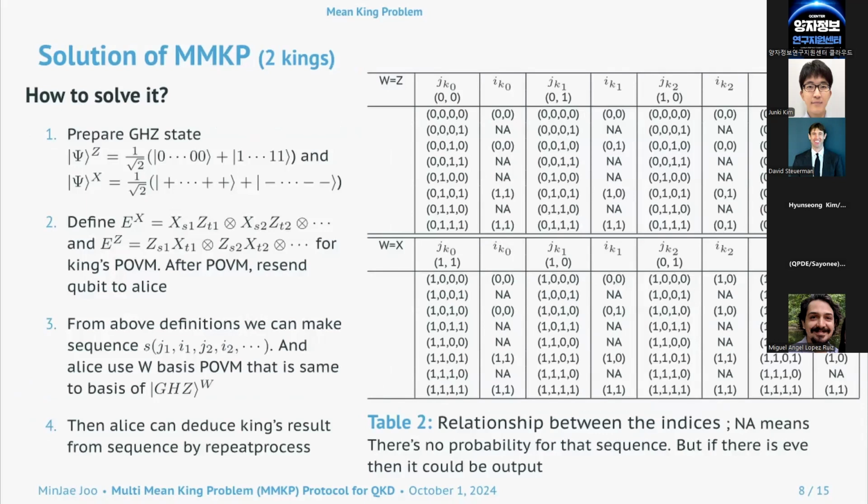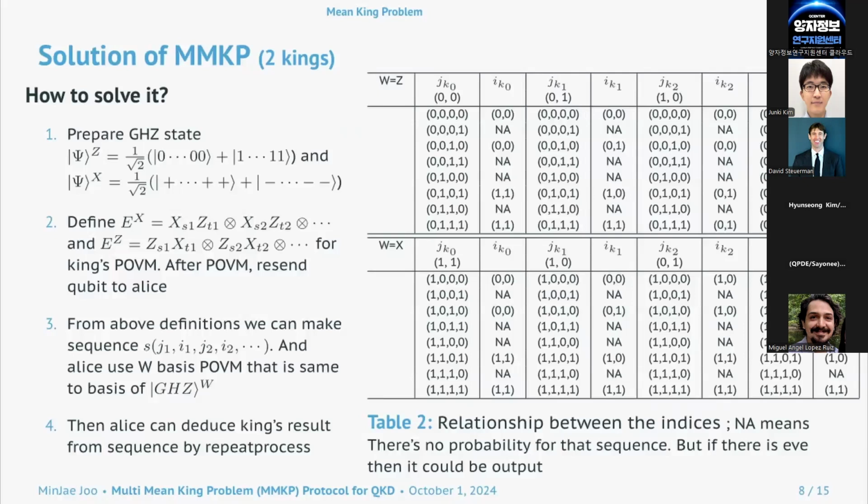Second, each King performs their own POVM. After their measurement, they send the qubits back to Alice, along with the previous measurement basis and result. We create a sequence S, that is J1, I1, J2, I2.